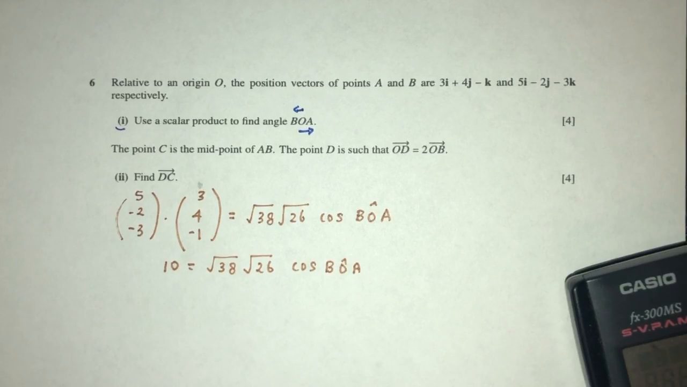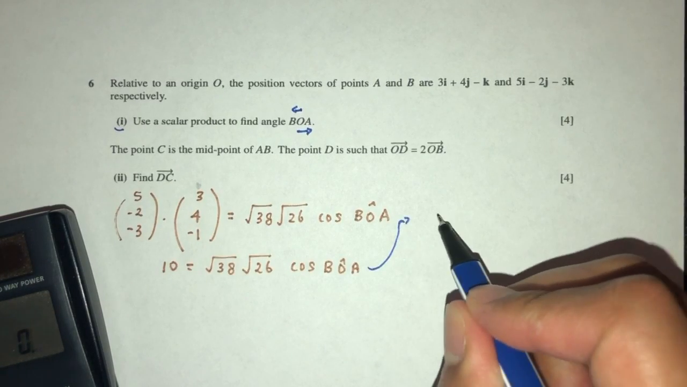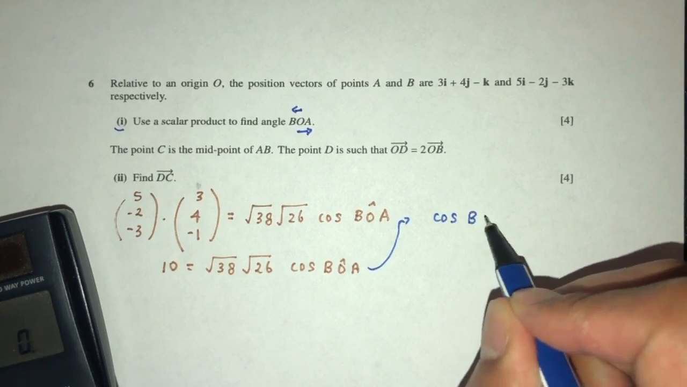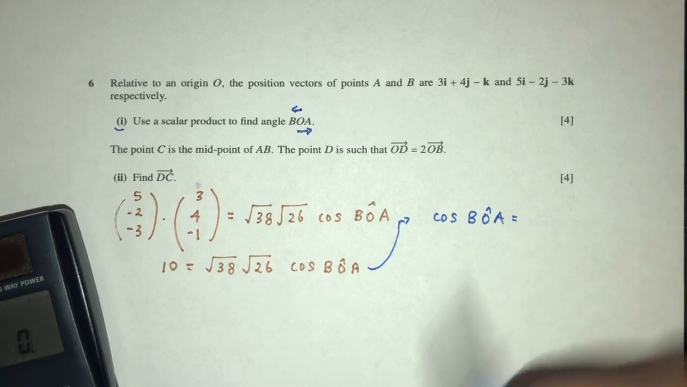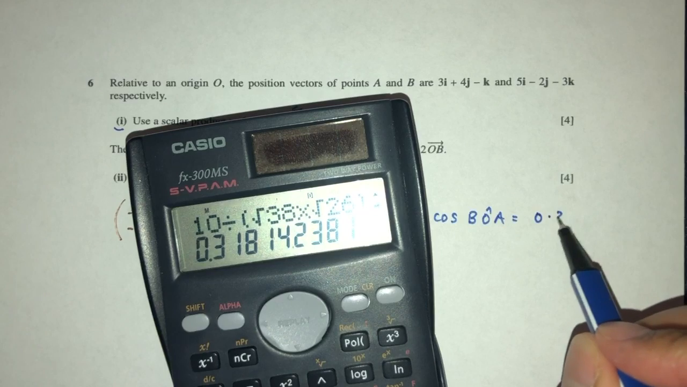Now we just have to find the value of the angle, pretty easy. From here we can have what? Cos of BOA should be what? This divided by this. That will be 10 divided by root of 38 times root of 26. That will be 0.318.